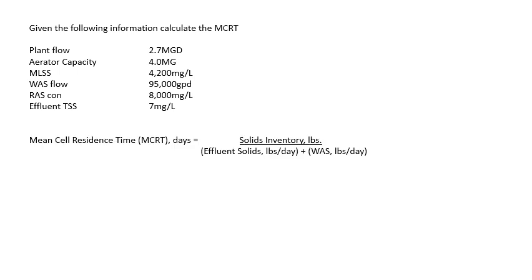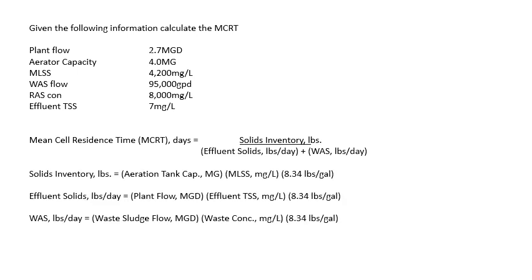The mean cell residence time formula is solids inventory in pounds divided by the effluent solids pounds per day plus the WAS pounds per day. So we're going to have to solve for the 3 different pounds formulas because, like we'll continue to talk about, the mean cell residence time formula is 3 pounds formulas. Those pounds formulas are the solids inventory pounds formula, the effluent solids formula, and the WAS pounds per day formula.